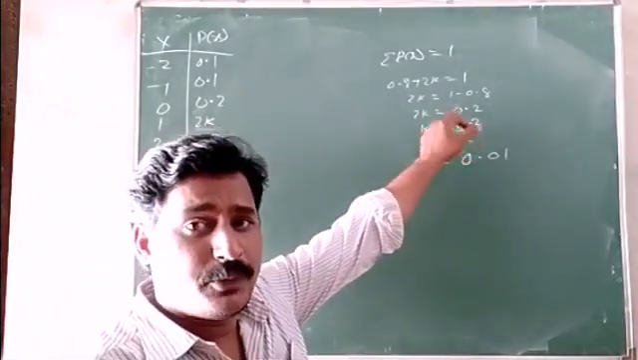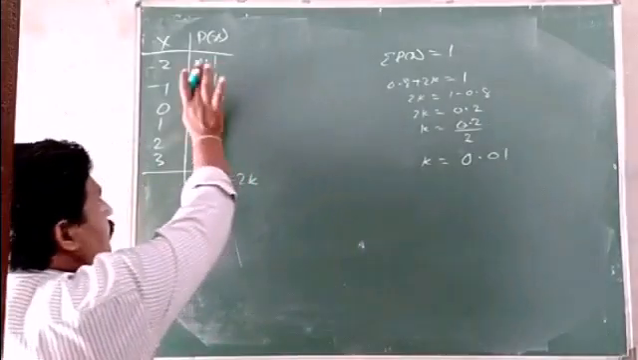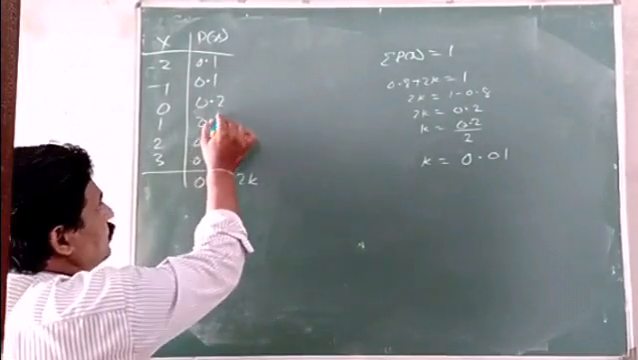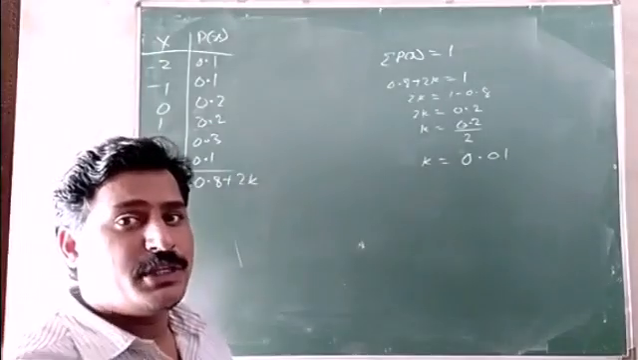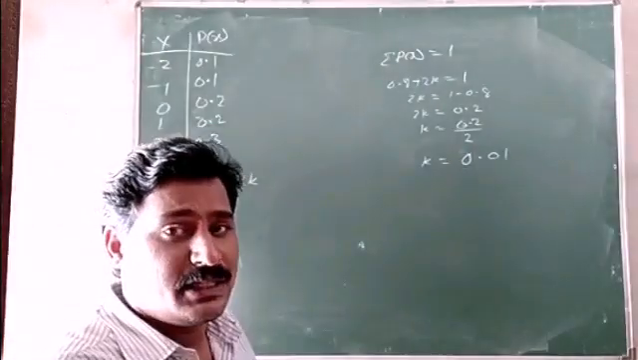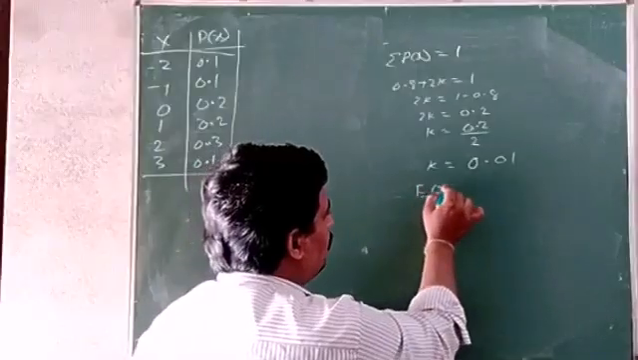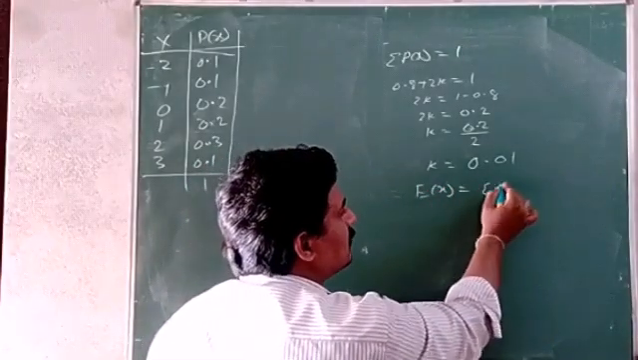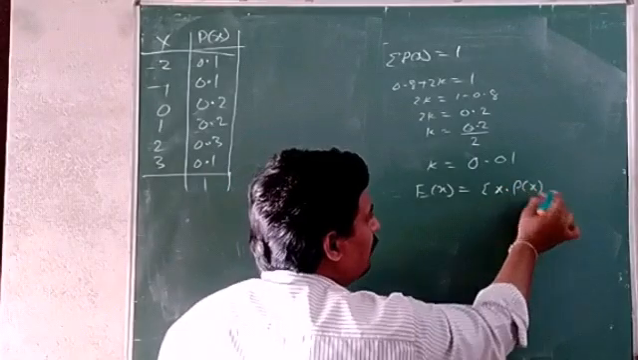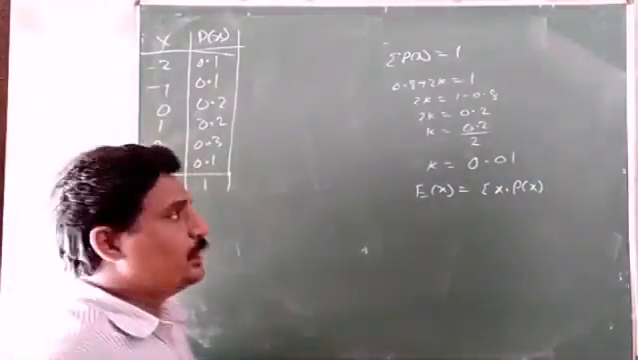So the missing probability is 0.2. Fill that here, 0.2. Now we have to estimate two things here. One is mean, that is E of x, and the second one is variance of x. So E of x is equal to summation x into P of x.